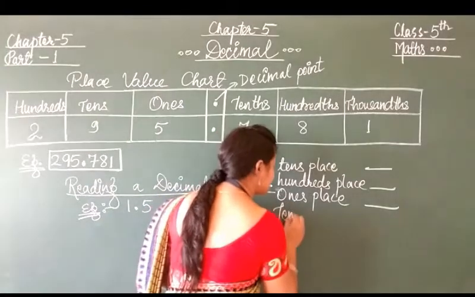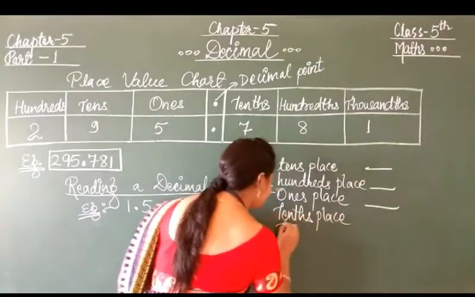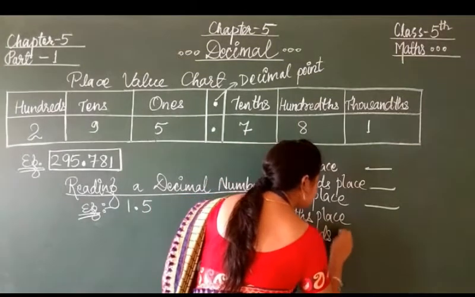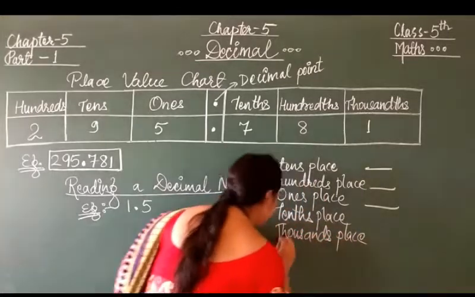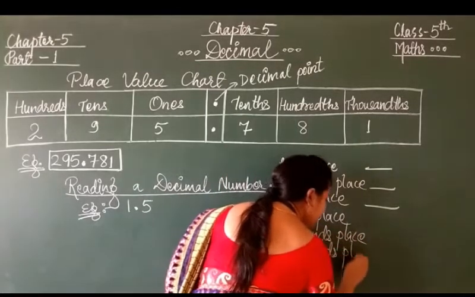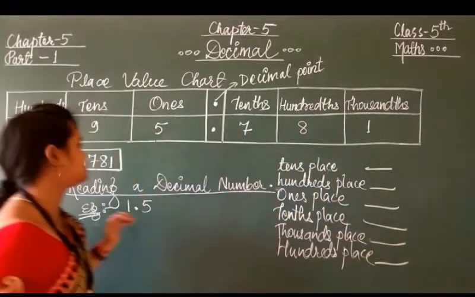So if I ask you about the tens place, then thousands place, then if I am telling you hundreds place. Okay, so students, one by one see what places are given here.